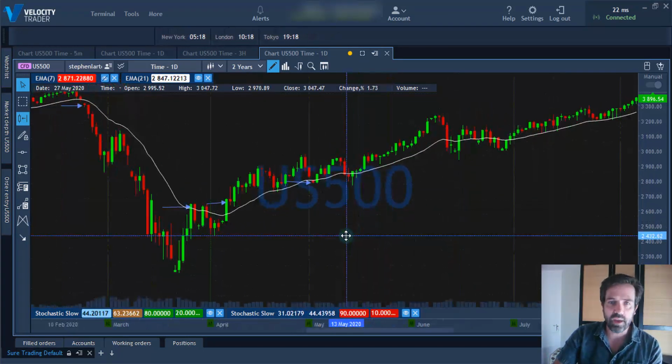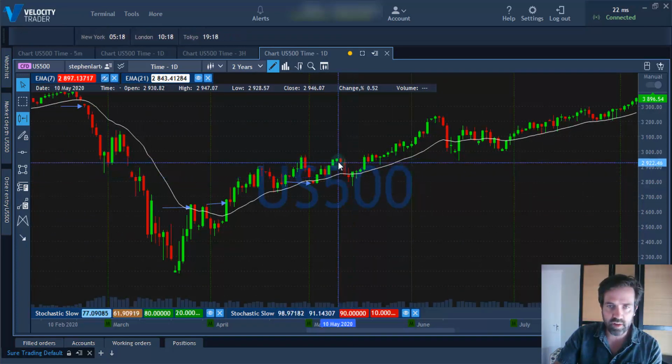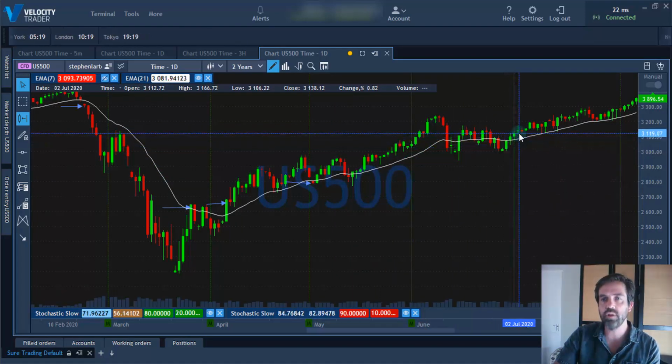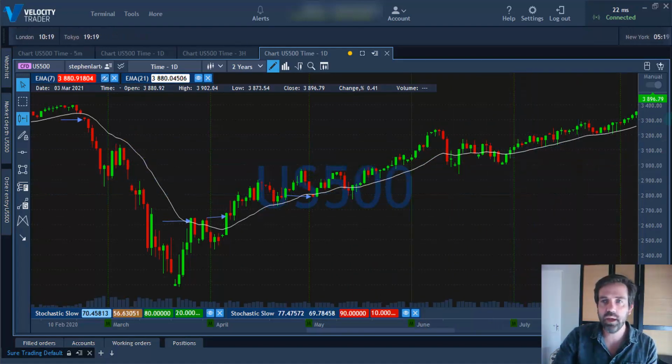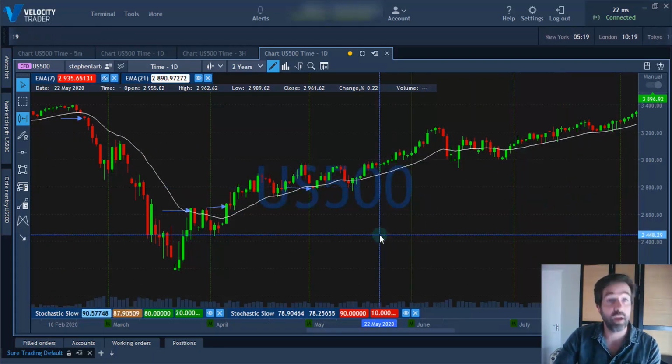Now, as you can see, it breaks through the moving average and crosses either above or below rather often, which is a bit treacherous because it gives you a lot of false signals. So the way that we counteract that is we add another moving average. We add a faster moving average.